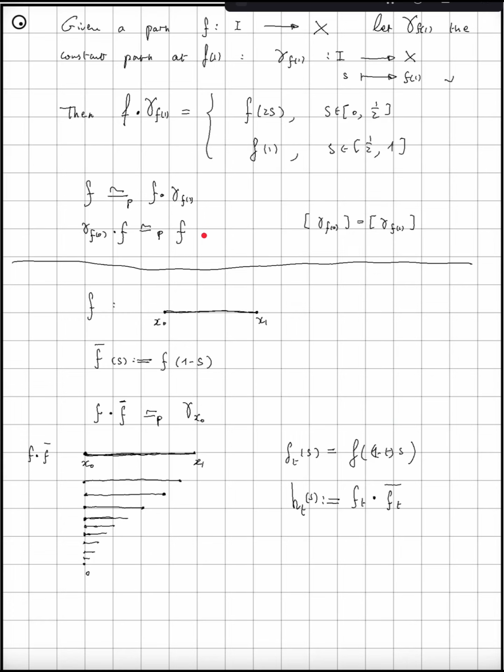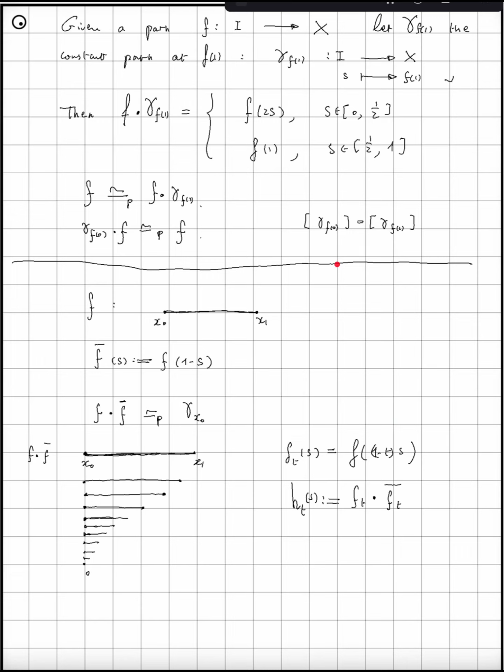Similarly, you could say that it has a kind of a left identity, which is first take constant at f0 in the first half of time, and then in the second half of time f goes from f0 to f1. This is homotopic too. And so when we're talking about loops, gamma f0 and gamma f1 are actually the same homotopy class, and this gives you both left and right identity. This would be the neutral element of this group.